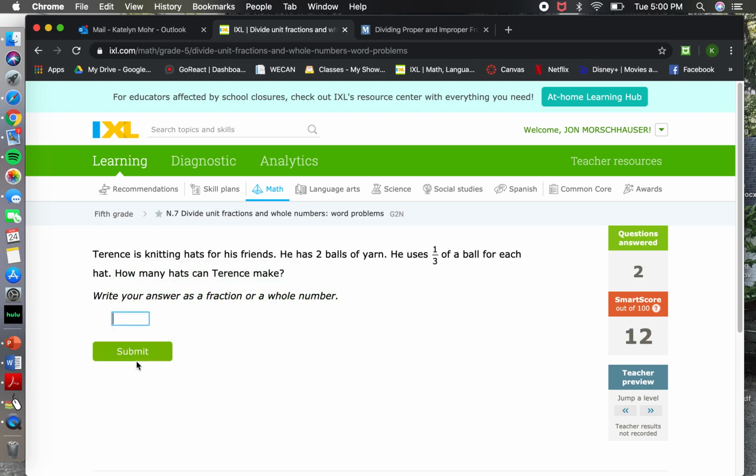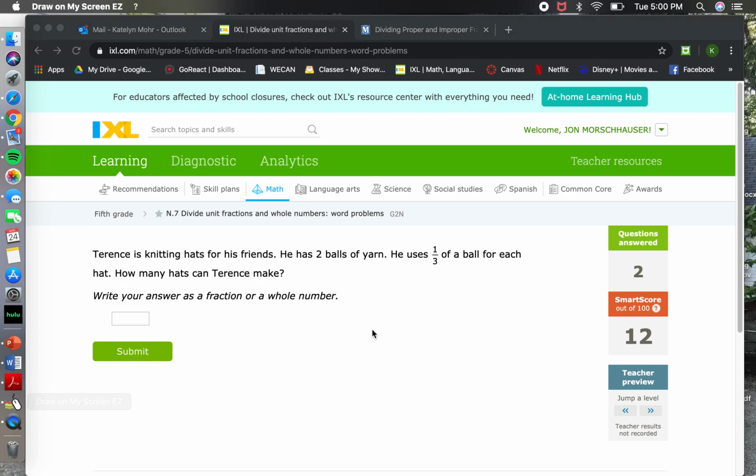So we'll go over another example. Terrence is knitting hats for his friends. He has 2 balls of yarn. He uses 1/3 of a ball for each hat. How many hats can Terrence make? So he has 2 balls and he uses 1/3 of a ball for each hat. So we now know how many hats he can make. So we need to take 2 balls of yarn and divide it by 1/3.